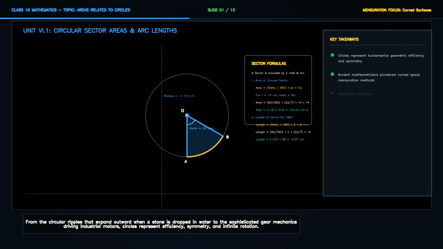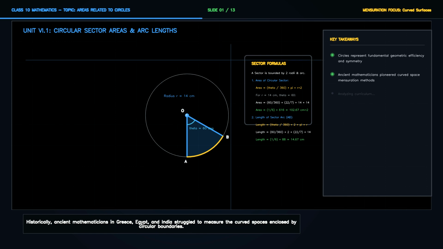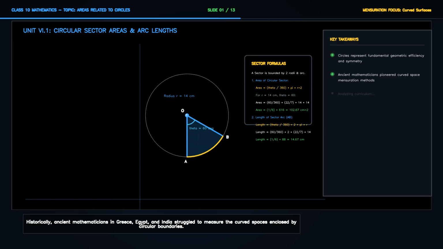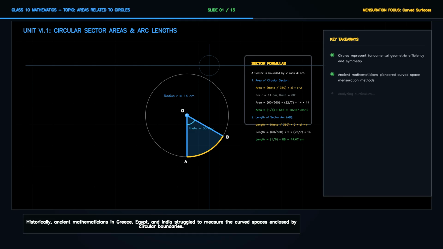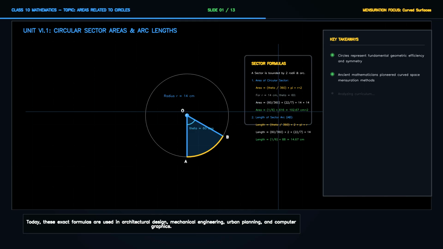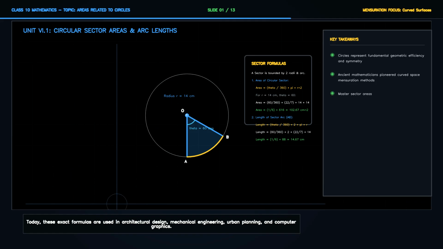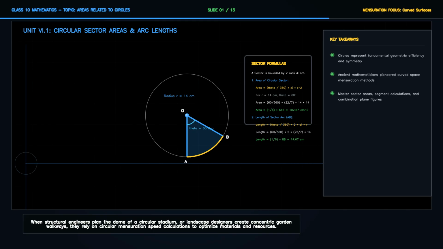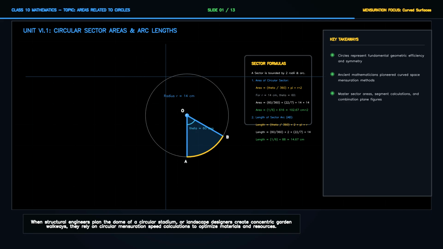Historically, ancient mathematicians in Greece, Egypt, and India struggled to measure the curved spaces enclosed by circular boundaries. Today, these exact formulas are used in architectural design, mechanical engineering, urban planning, and computer graphics. When structural engineers plan the dome of a circular stadium or landscape designers create concentric garden walkways, they rely on circular mensuration calculations to optimize materials and resources.